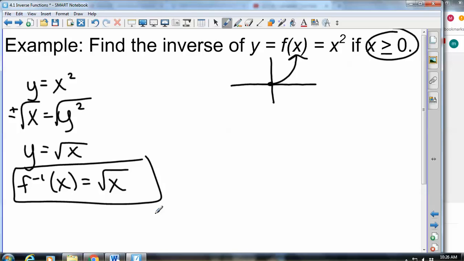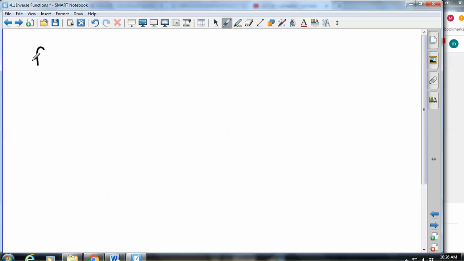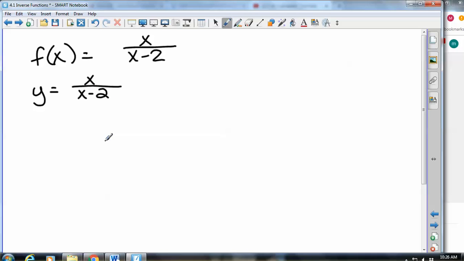I think I want to do one more fraction problem, and then that'll really be the end. I want to do one more if we have to do domains and ranges. So let's say f of x is equal to x over x minus 2. Let's do the inverse, domain and range. So what's my first step? Okay. Next step? Switch your x and y.